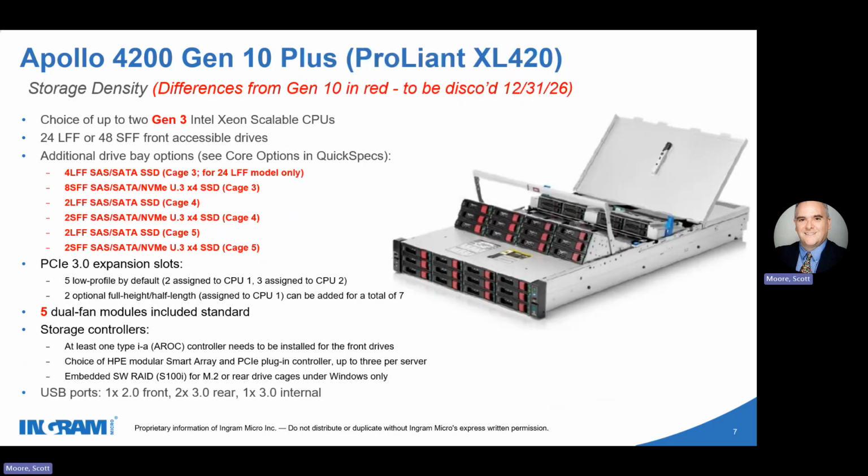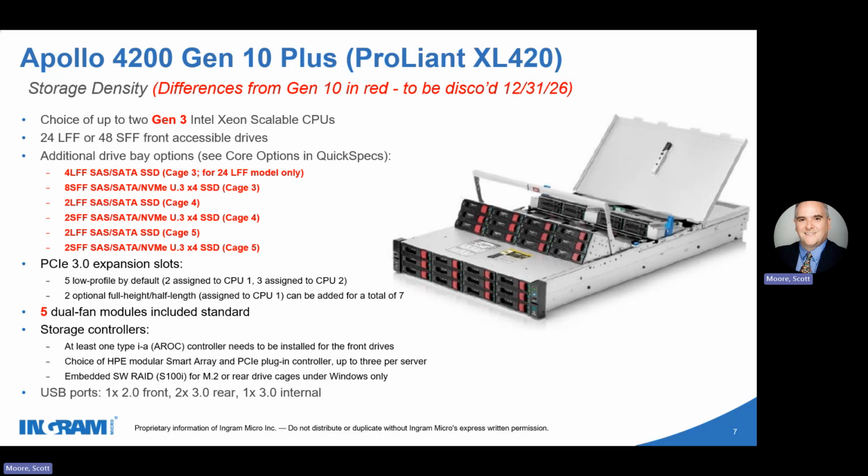There is also an Apollo 4200 Gen 10 Plus. Just like the Gen 10 Plus in the ProLiant line, this is based on the 3rd generation of Intel Scalable Xeon processors. Still supports up to 2 processors, still 2U of rack mount space, and still essentially double the amount of drives you could fit inside a DL380 in the front 2 drive cages. So I'm looking at either doing 24 large form factor or 48 small form factor drives in the front 2 cages. However, if that's still not enough storage for you, HPE has given us the option on the Gen 10 Plus of adding a 3rd, 4th, or even 5th drive cage to this.